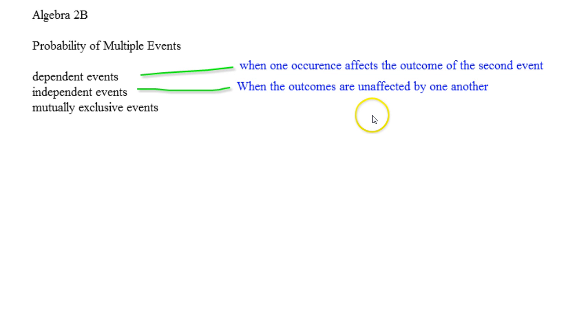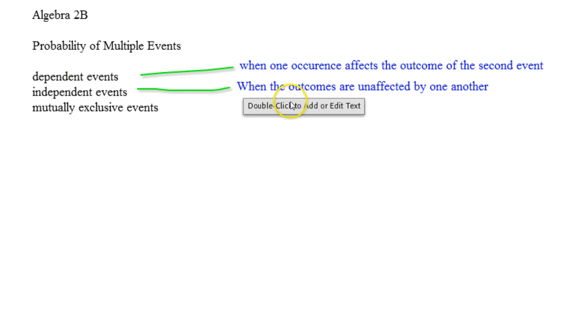Okay, so for example, if you had a deck of cards, 52 cards, and you drew out some cards and left them out as you drew out more cards, the probability of the other cards happening are affected by those first couple of cards taken out. So that's a dependent event.